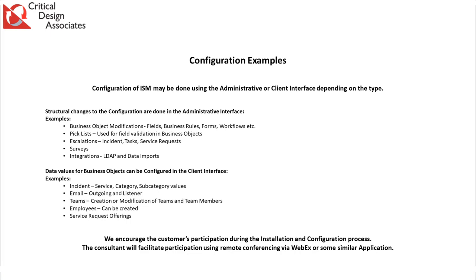Now, for business objects that are already created, we may be able to go ahead and add some of that information in the client interface. For instance, service category and subcategory values, we can take care of that in the client. We can set up email, outgoing email, as well as our email listener. We can create, modify teams and team members as we need to. We can create employees, or we can modify employees that have been brought in through Active Directory, for example. And service request offerings, those have to be done on the client side.